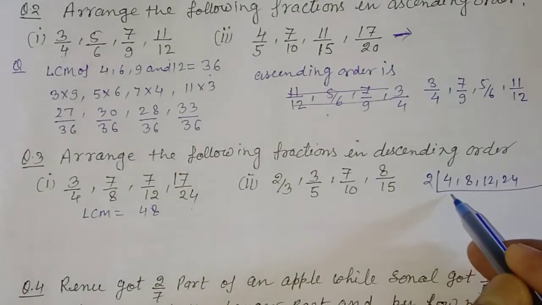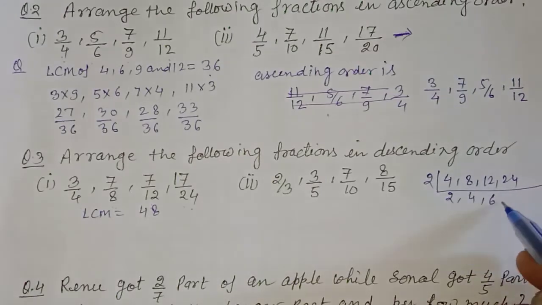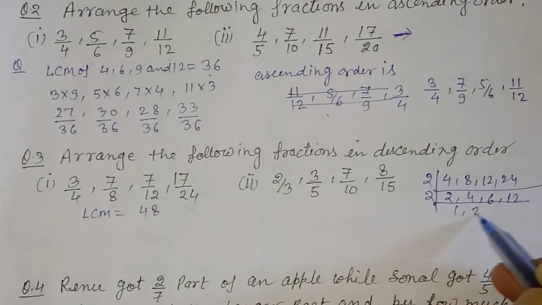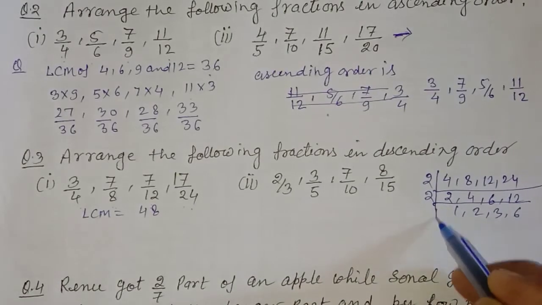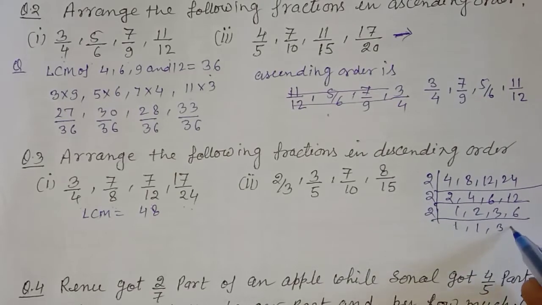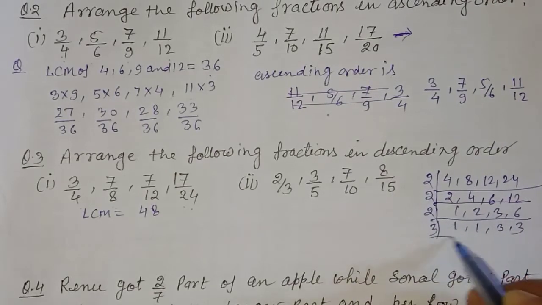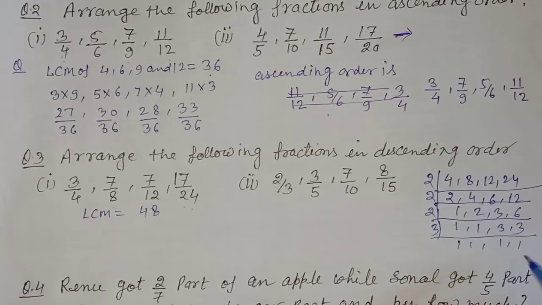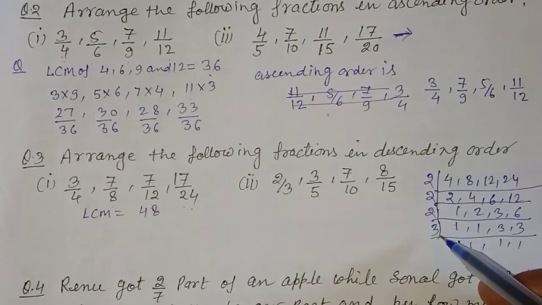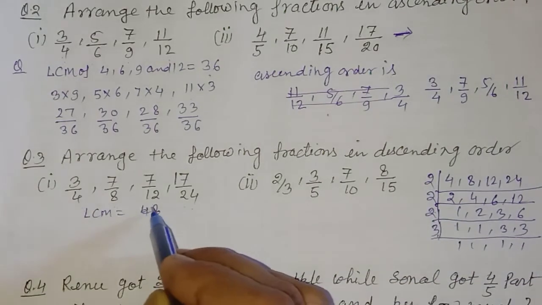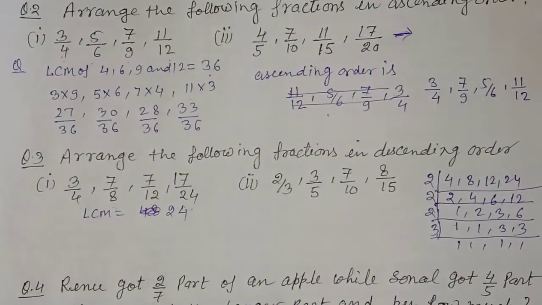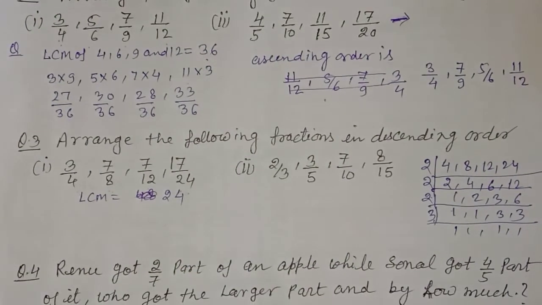So divided by 2: 2 2s are 4, 2 4s are 8, 6, 12. Again divided by 2: 1, 2, 3 and 6. Again divided by 2: 1, 1, 3 and 3, and 3, 1, 1, 1, 1. 2 2s are 4, 2 4s are 8, and 3 is 24. So students, LCM is 24.